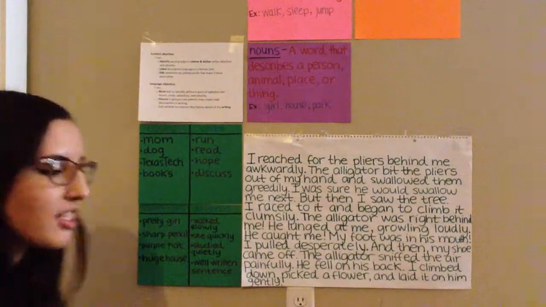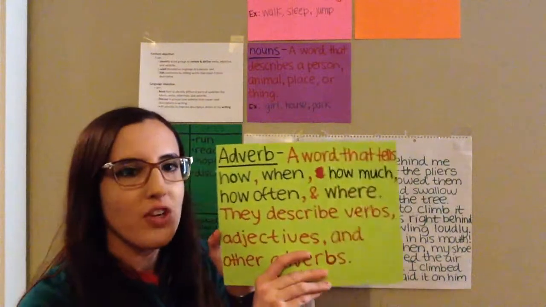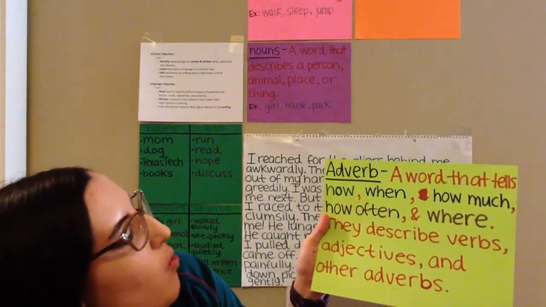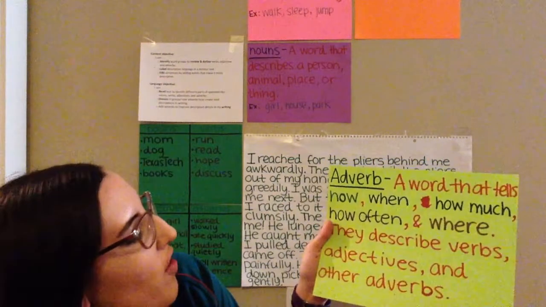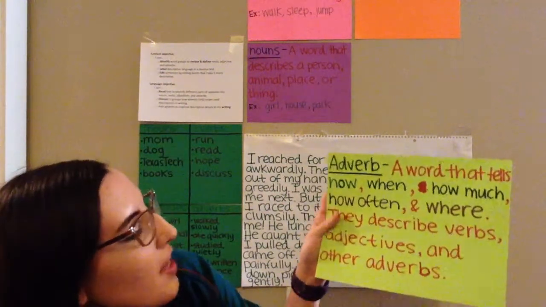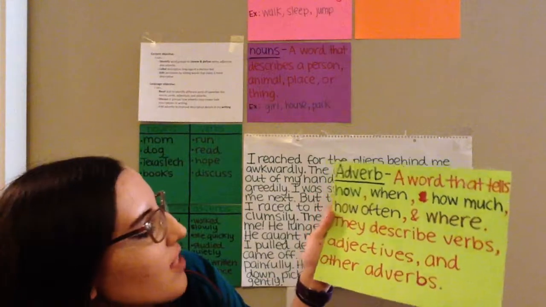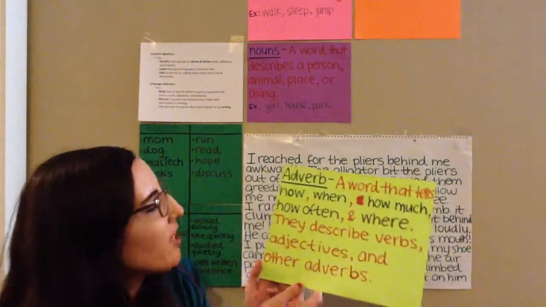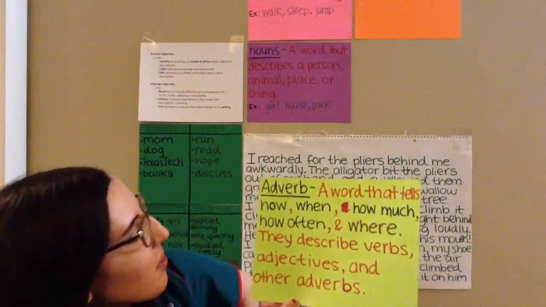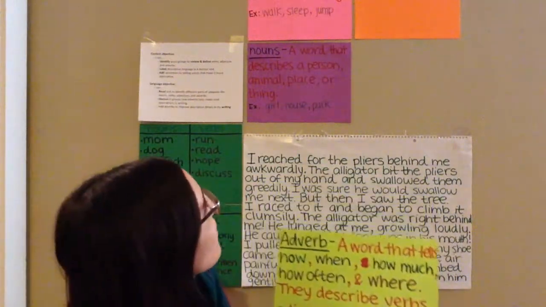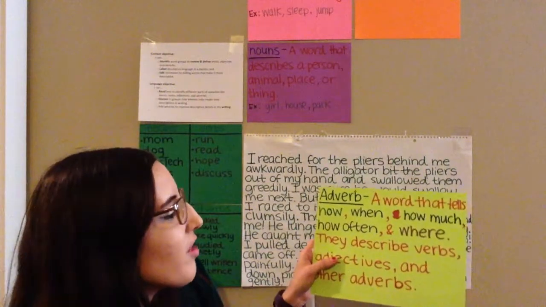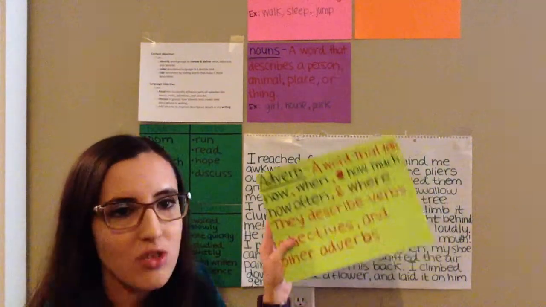Good job. So now we're looking at the last word group that we're looking at today, which is adverb. An adverb is a word that tells how, when, how much, how often, and where. They describe verbs, adjectives, and other adverbs. So as you can see, adverbs relate to all of these that we've talked about because they can describe either verbs or adjectives. And they are used to modify those words. They are adding more description to it.